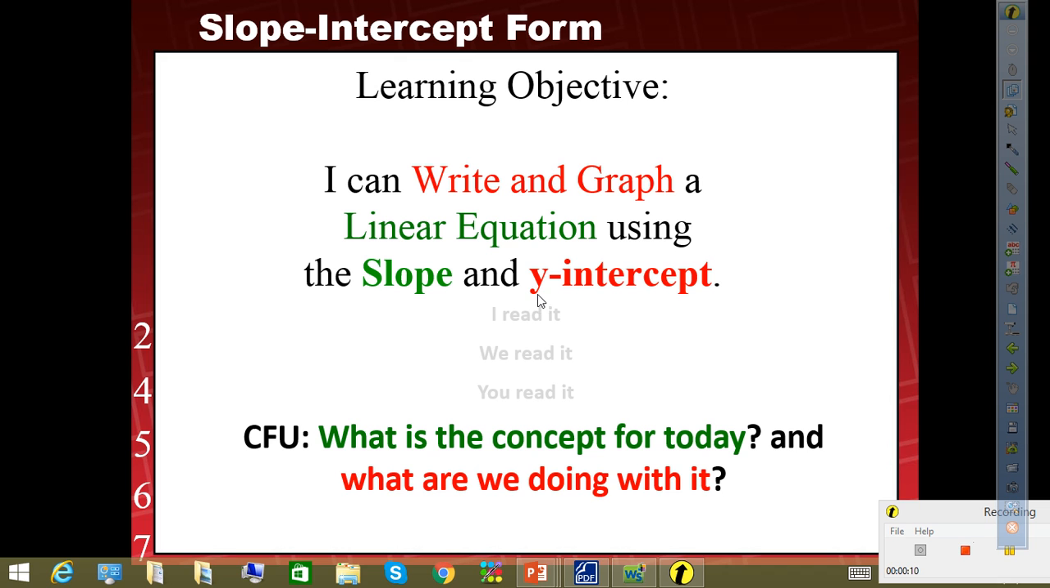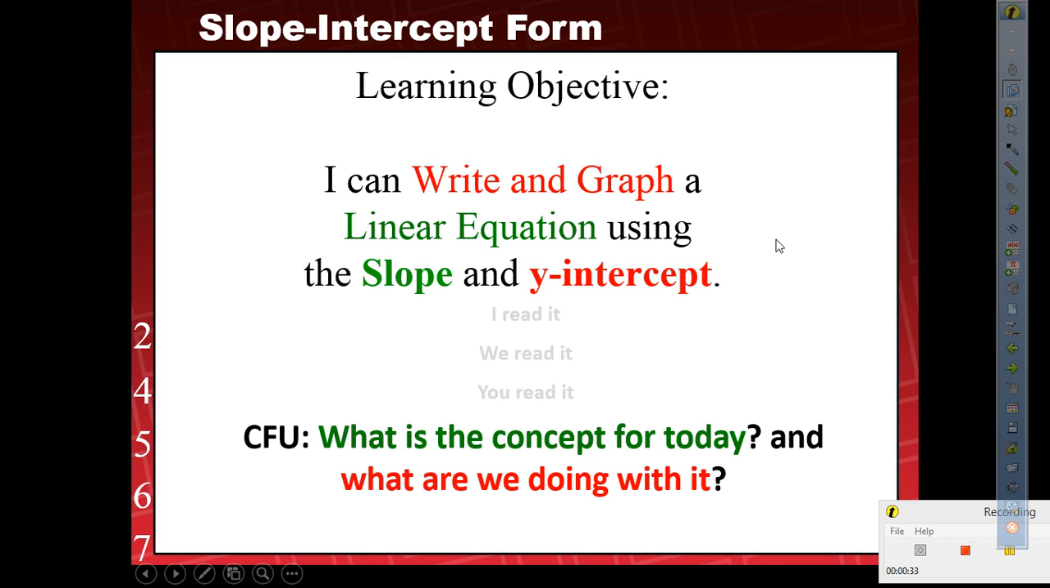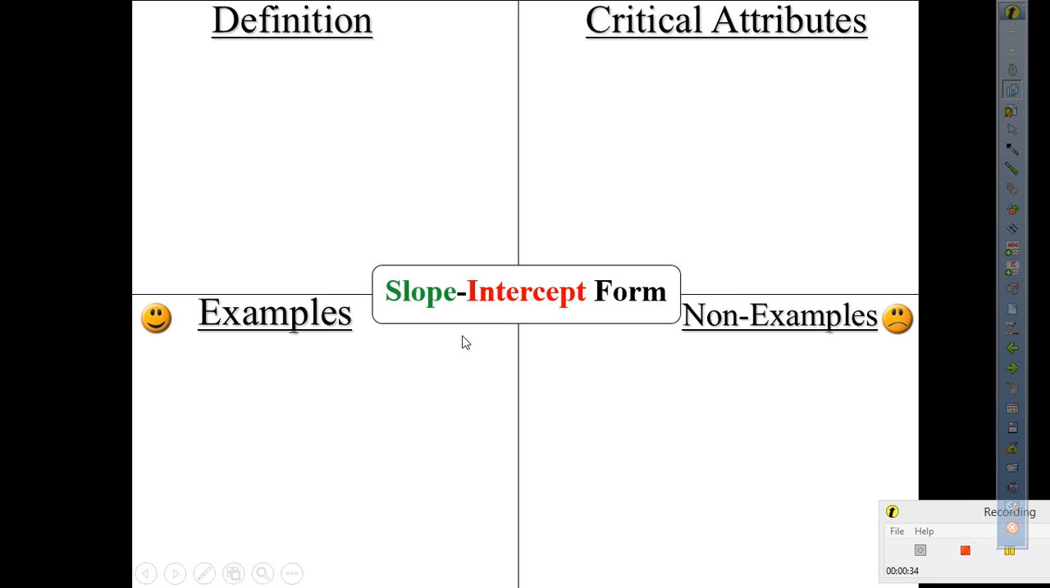So make a Fourier model, and in the center, write slope-intercept form. Use colors so that it's easier to transfer the information that I'm going to give you. Slope-intercept form. What is a slope-intercept form?